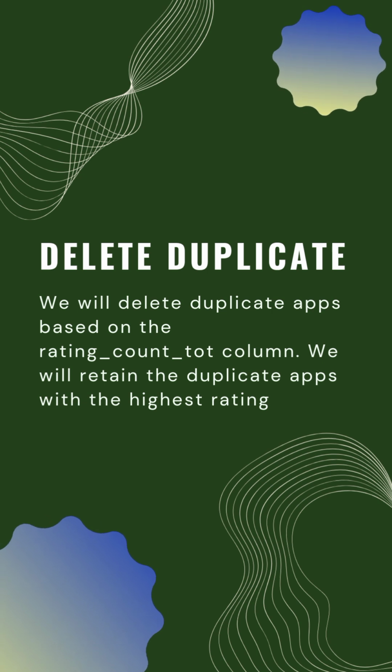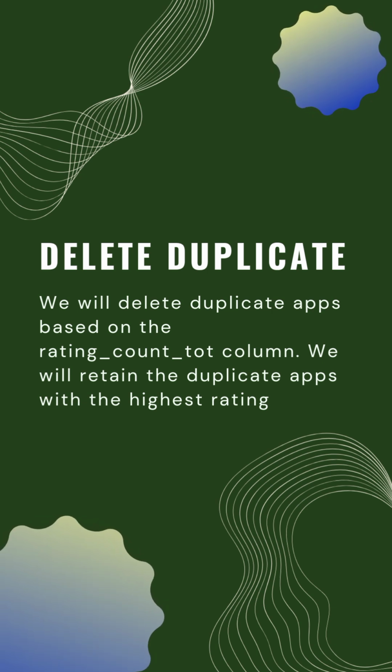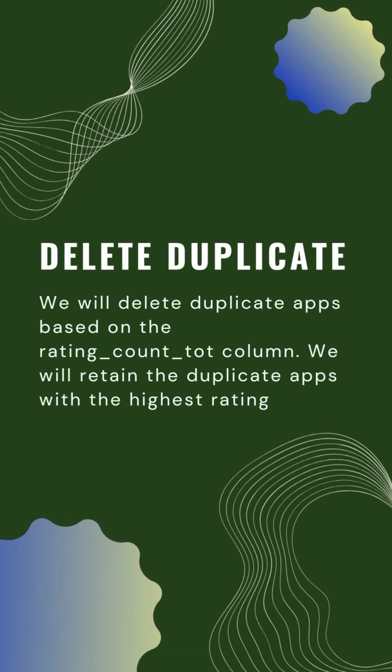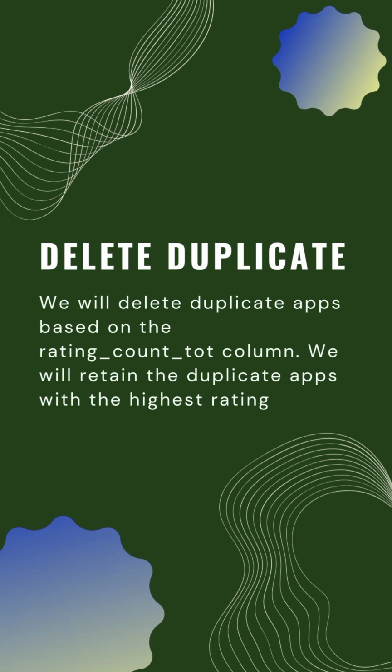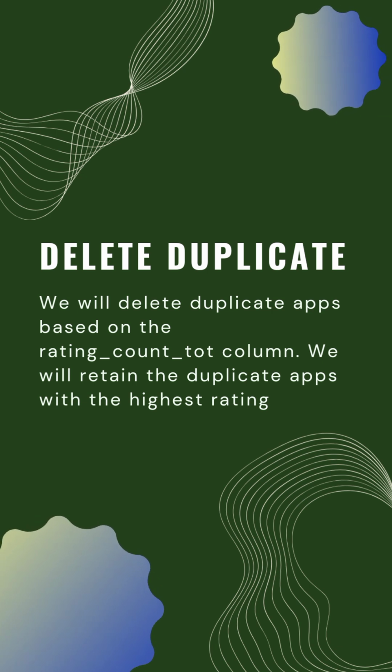In the last video, we saw how to get sample data sets which you can use to sharpen your data analysis skills. We also saw how to delete unnecessary columns, that is columns we don't need in our analysis. In today's video, we'll be looking at how to delete duplicate rows. And in deleting the duplicate rows, we'll be deleting it based on the rating count column, that is the total number of rating per app.